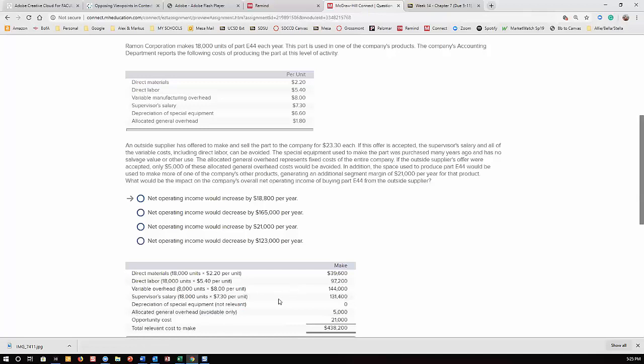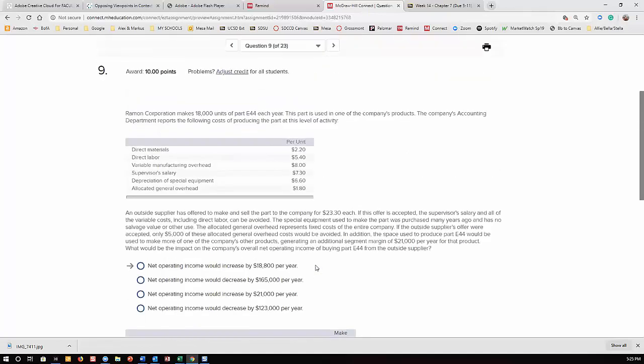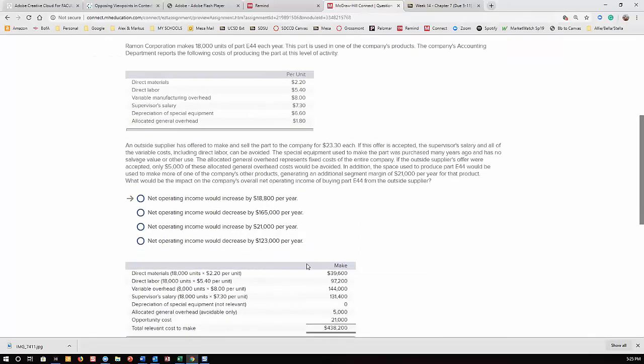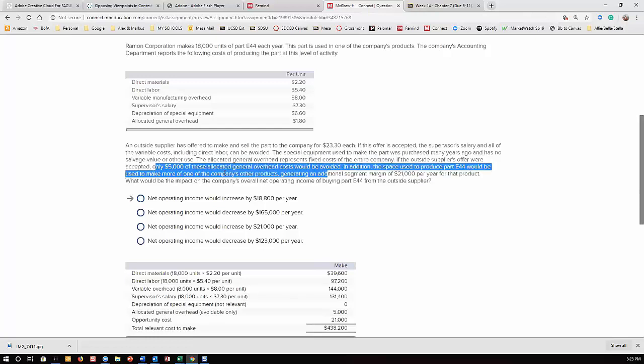And here's another important safety tip: only the allocated overhead, do you see this? Avoidable only. But since you've been in my class for so long, you know what your relevant costs are. So you know that allocated general overhead, if we read this, it says only $5,000 of these allocated overhead costs could be avoided. So in other words, we're going to save that overhead cost if we decide not to make that product.